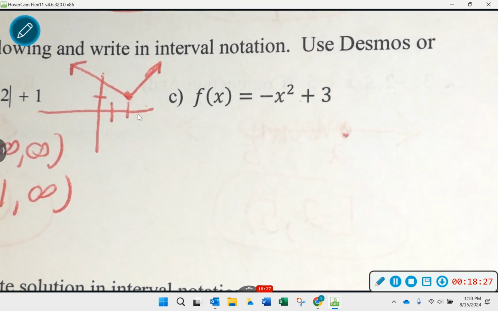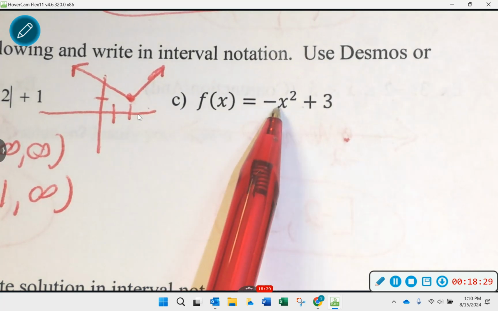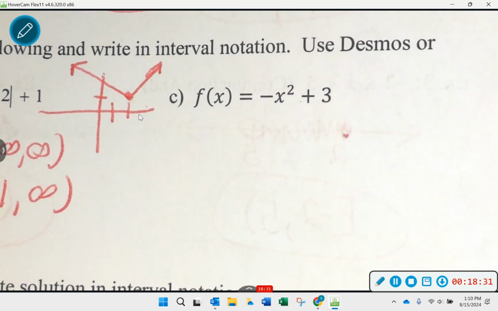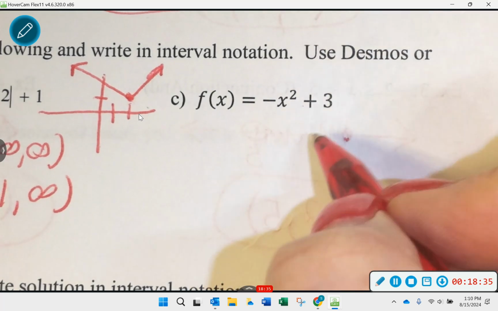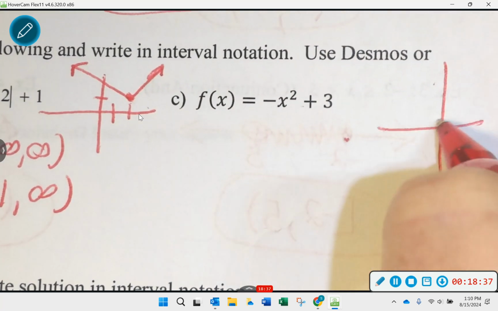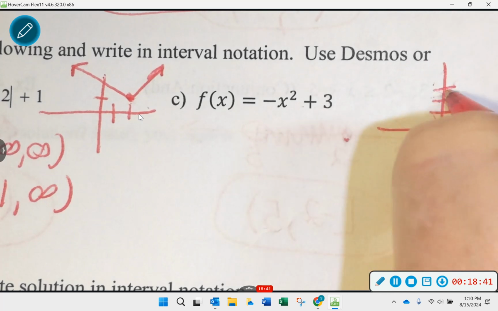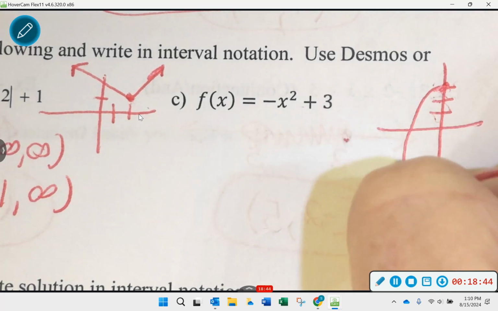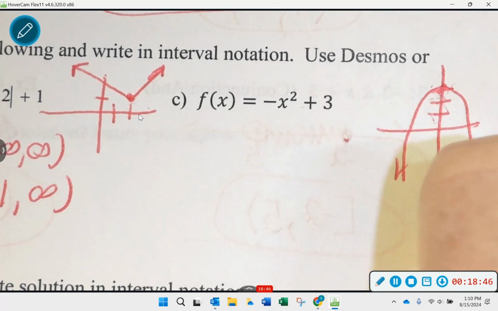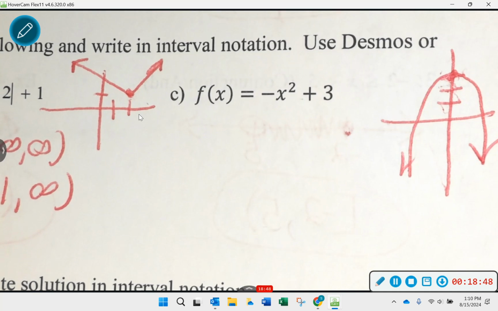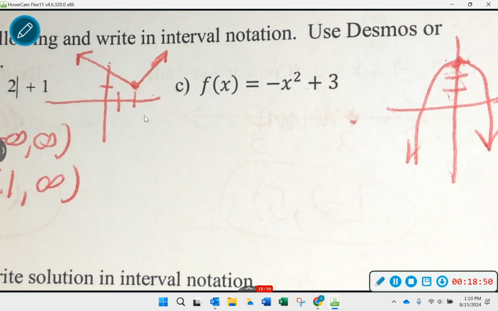All right, and then our last one here, y equals -x squared plus 3. Do you guys know what that looks like? It's a u, right? It's going to be shifted up 3, and then which way is it going to open? Down, okay? And the proper name for it is a parabola. Okay, try to write the domain and range on your own.